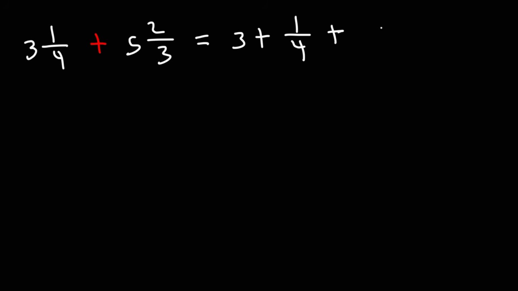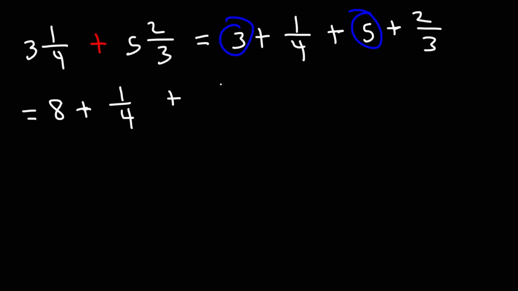Now, how can we add two mixed numbers? So let's say if we have 3 1/4 plus 5 2/3. How can we add these two mixed numbers? Well, first, let's rewrite it. 3 1/4, we know it's 3 plus 1 over 4. 5 2/3 is 5 plus 2 over 3. So we can add 3 and 5 together, and we're going to get 8. And then we have 8 plus 1 over 4 plus 2 over 3.